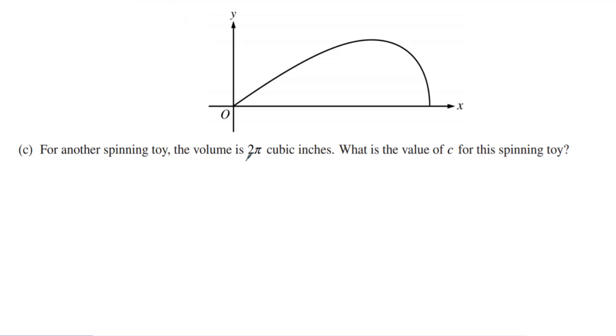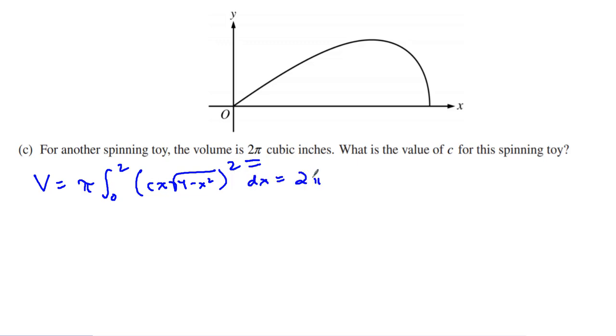Now part C, we know the volume. The volume is 2 pi cubic inches, and we want to know what c is. So what do we think about volume? Volume is equal to pi, integral from 0 to 2, because those are my limits of integration, of my function. What's my function? It's cx times the square root of 4 minus x squared, squared, dx. And that volume is equal to 2 pi.